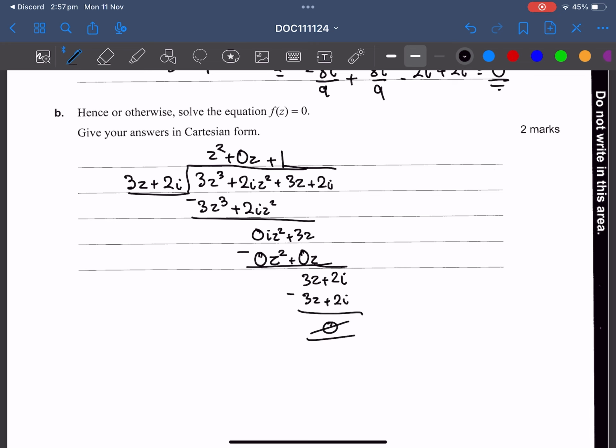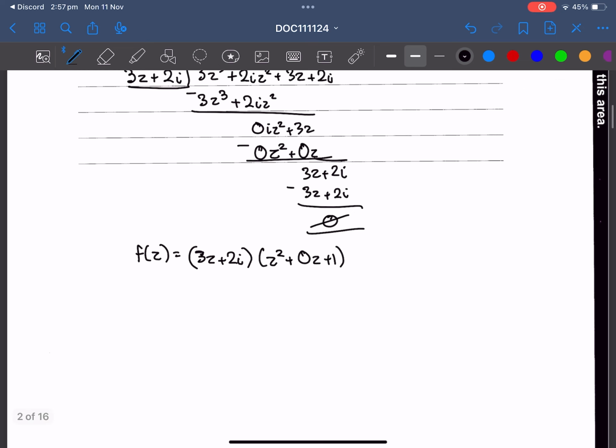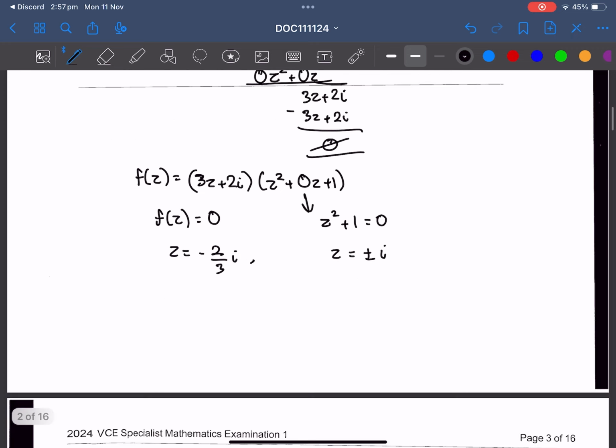There you go. Okay, so f(z) is equal to 3z plus 2i times z squared plus 0z plus 1, and that has to be equal to 0, so f(z) is equal to 0. So our roots are going to be z equals minus 2 on 3i, and this one is going to be z squared plus 1 equals 0, so z equals plus or minus i. So our roots are going to be this and that.